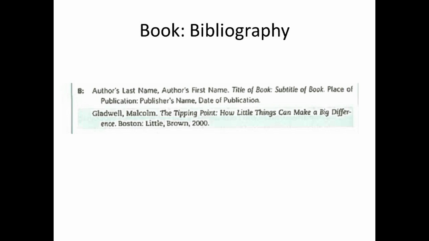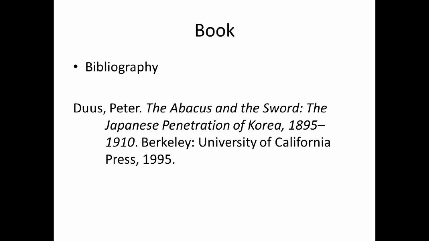There's no parentheses. So the example they give here: Gladwell, comma, Malcolm, period, The Tipping Point, colon, How Little Things Can Make a Big Difference, all in italics, period, Boston, colon, Little, Brown is the publisher, comma, year published, 2000. And the bibliography then is pretty simple for the Deuce book. Deuce, comma, Peter, period, The Abacus and the Sword in italics, and the rest of the titles in italics, then colon, subtitle, Japanese Penetration of Korea, comma, 1895, en dash to 1910, period after that, then Berkeley, colon, University of California Press, comma, 1995.